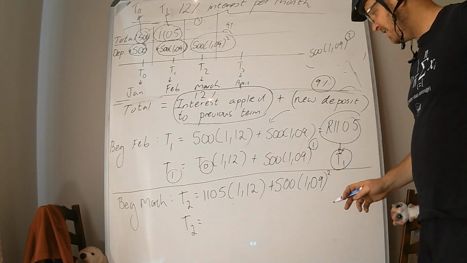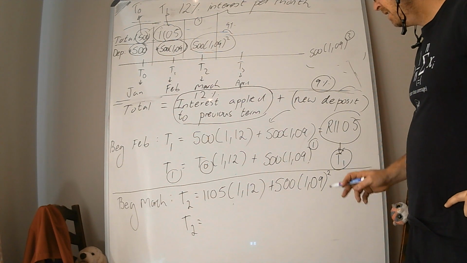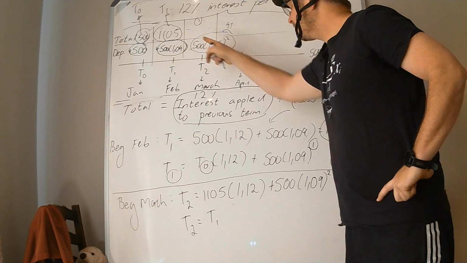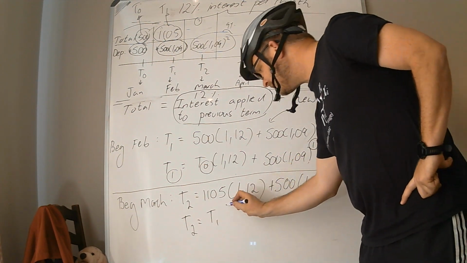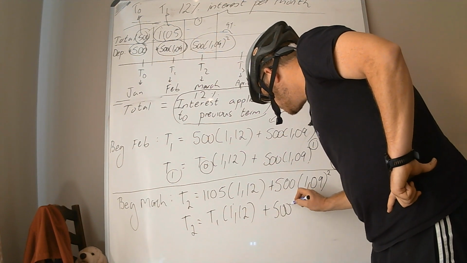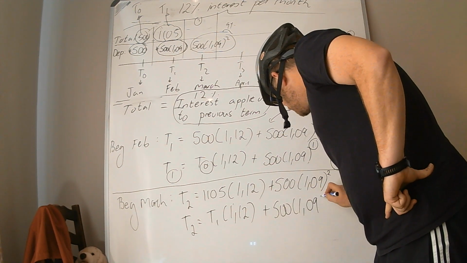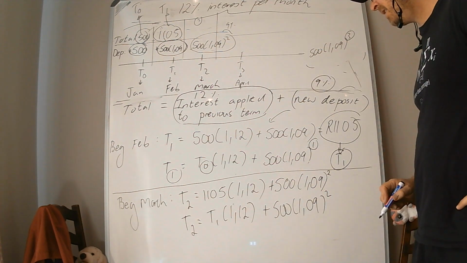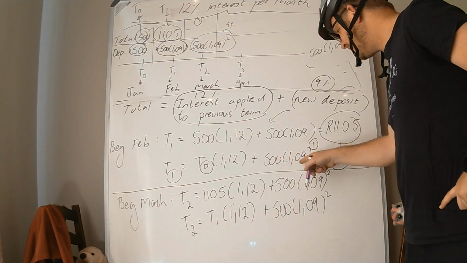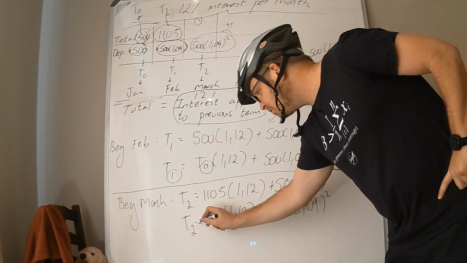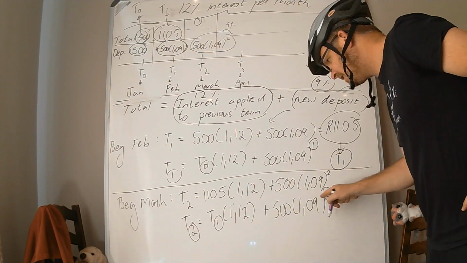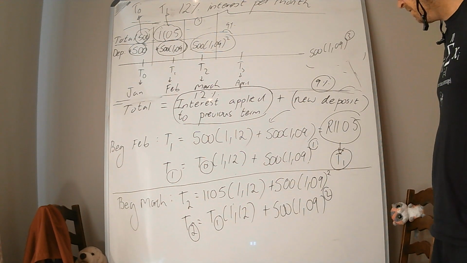More important than the answer, in my opinion, is the pattern. So to get to term 2, what did you do? You took how much was in the account at T1, 1,105, times it by 1,12 plus 500 times 1,09 squared. And if you look, term 1 was term 0 plus that to the 1. Here term 2 is term 1, times 1,12, plus 500 times 1,09 squared. That and that is a 2, right?